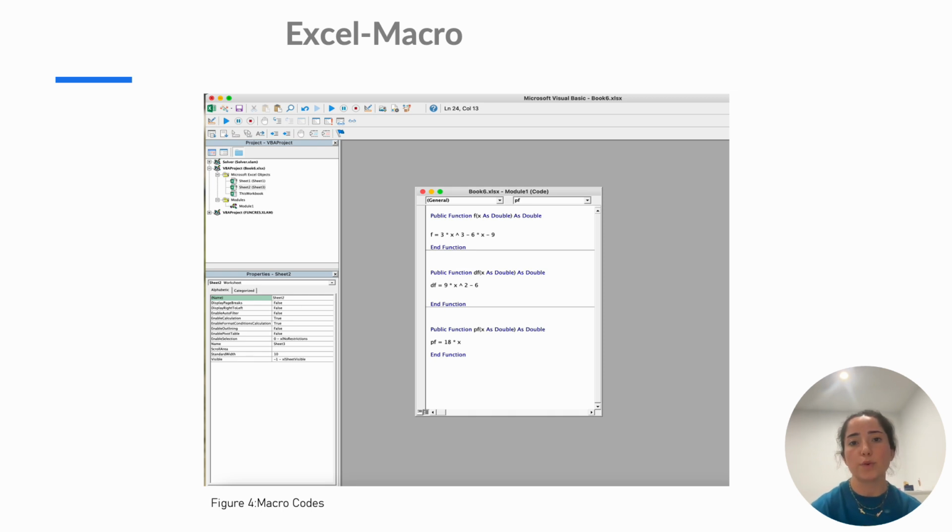I also want to show you how to apply these methods using Excel. And I would like to start by showing my macro codes. I described in the macro my f of x and also f prime of x. And obviously I need f double prime of x for my Halley's method. I wrote down my 3 functions.